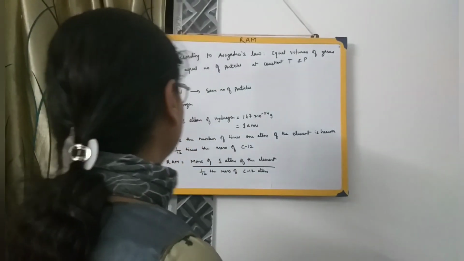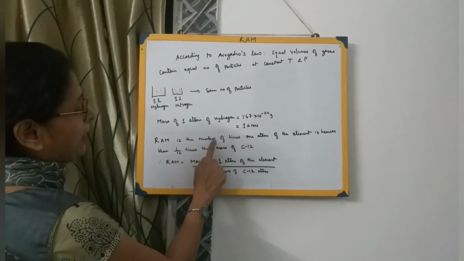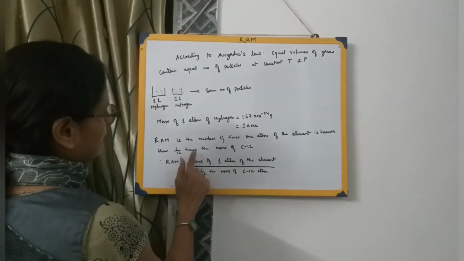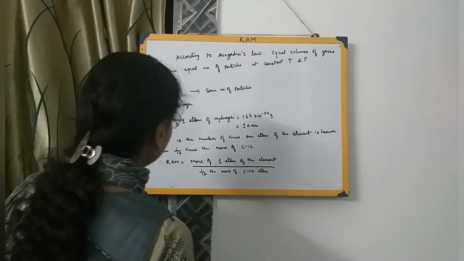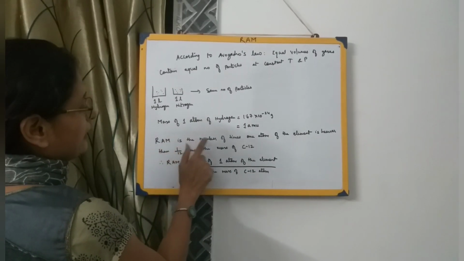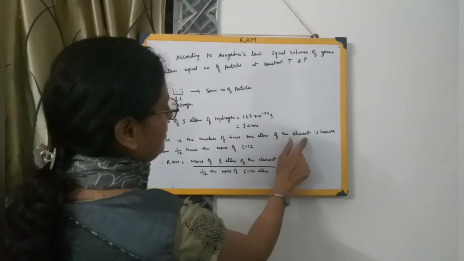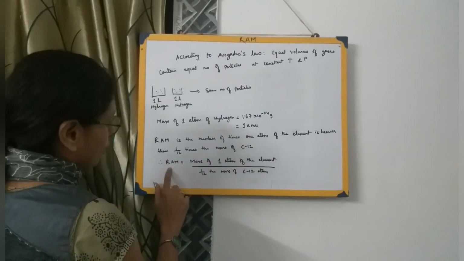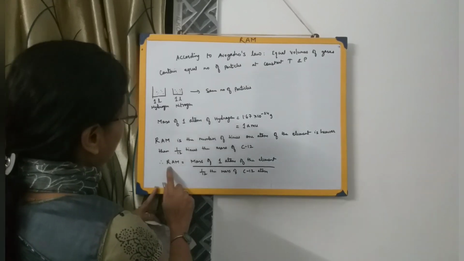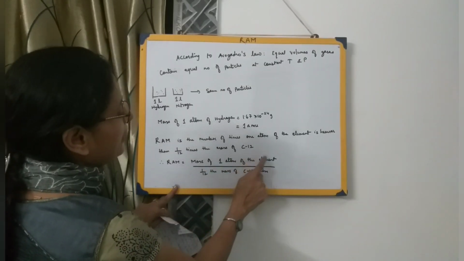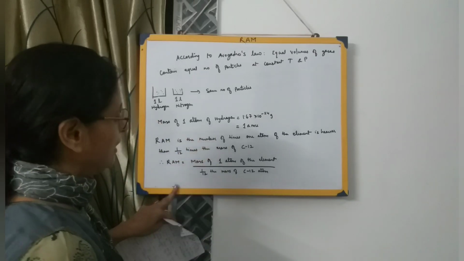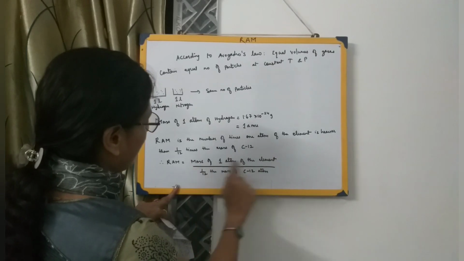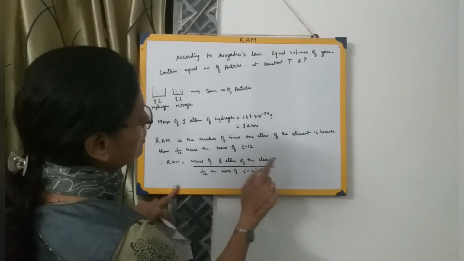And then they defined that relative atomic mass is the number of times one atom of the element is heavier than 1 by 12 times the mass of carbon 12. I repeat, relative atomic mass is the number of times one atom of the element is heavier than 1 by 12 the mass of carbon 12. They also came up with this relation: RAM is equal to the mass of one atom of the element divided by 1 by 12 the mass of a carbon 12 atom.